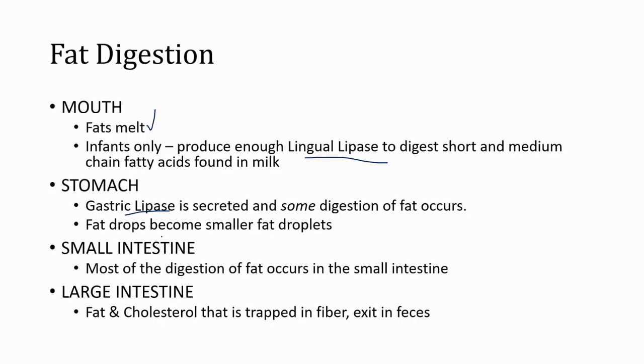The main amount of fat digestion is going to occur in the small intestine. So that's the main place lipids are going to end up breaking down. So these fats in the stomach become smaller fat droplets. Most, again, of the digestion of fat occurs in the small intestine. In the large intestine, fat and cholesterol that is trapped in fiber is going to exit in the form of feces.